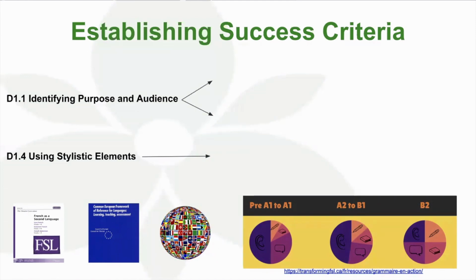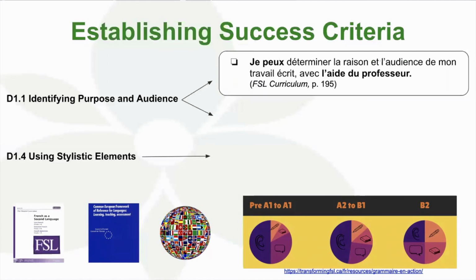Similar to learning goals, success criteria are written in French in student-friendly language and usually begin with "I can" statements, taking the student's perspective into account. The first criteria is taken from the FSL curriculum, emphasizing that students can receive support from the teacher to determine their purpose for writing and the audience for French texts they plan to create.